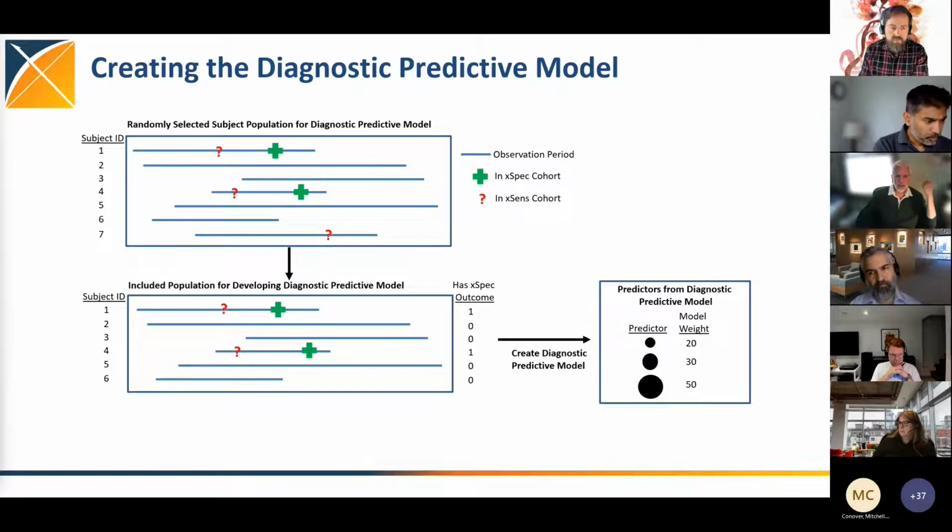We then can produce the diagnostic predictive model from there. And this is sort of a stylized version of what you get from the diagnostic predictive model, where you might end up with 3 predictors and with all different weights. These are essentially the beta coefficients from the logistic regression model.